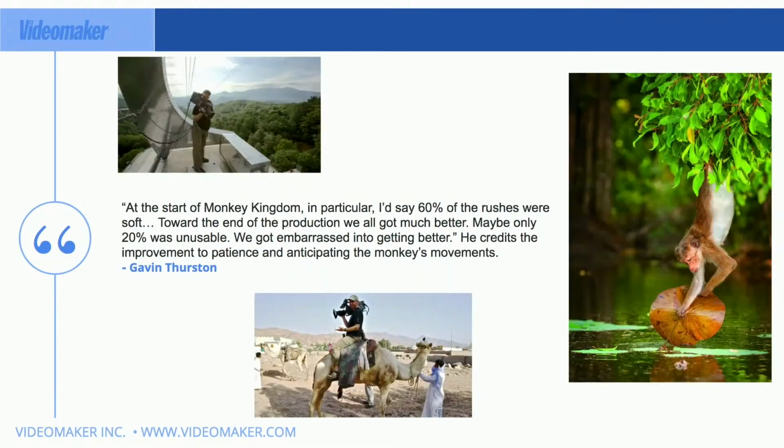So on his next quote, he says, at the start of Monkey Kingdom in particular, I'd say 60% of the rushes were soft. So rushes is just pulling the focus, trying to find that focus point, and 60% of their shots were not usable. Towards the end of the production, we got much better. Maybe only 20% was unusable. We got embarrassed into getting better. He credits the improvement to patience and anticipating the monkey's movements. And that absolutely is super helpful.